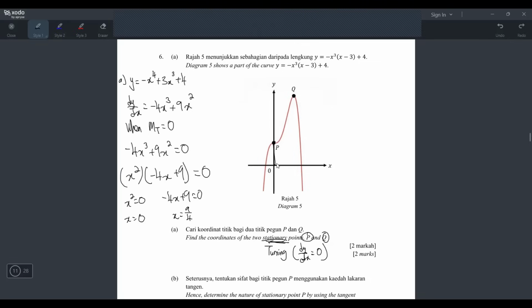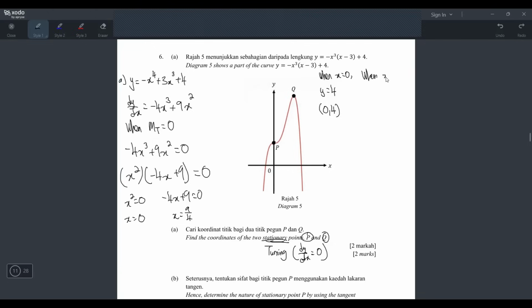The first turning point, the x coordinate is 0. The other turning point, the x coordinate is 9 over 4. Then what about the y coordinate? How to find the y coordinate? We just substitute these two values inside the original equation. So when x equals 0, my y will be 4, right? Because when x equals 0, this whole thing will be 0. When you substitute x as 0, the y will be 4. So your first turning point is 0, 4.